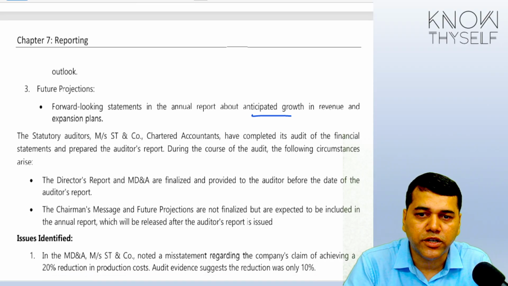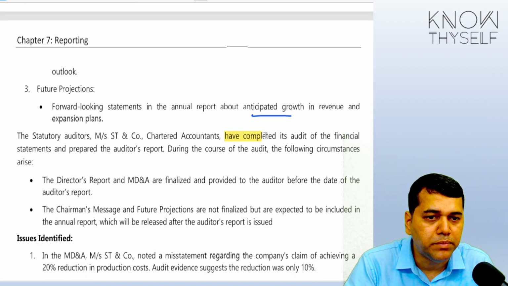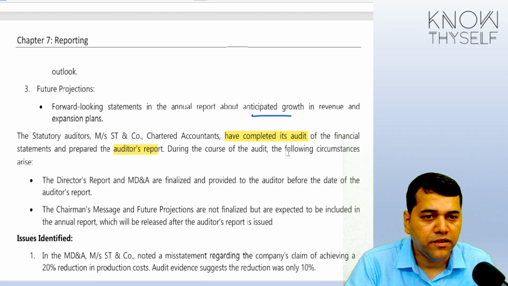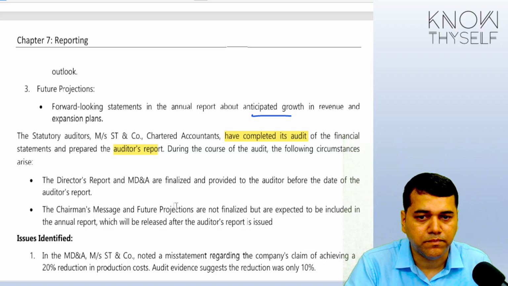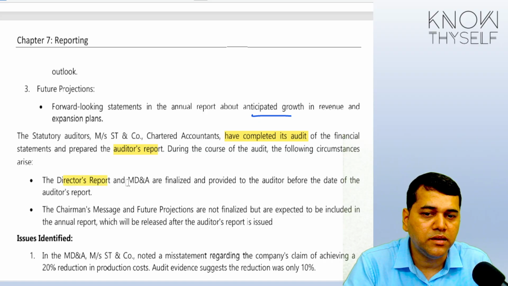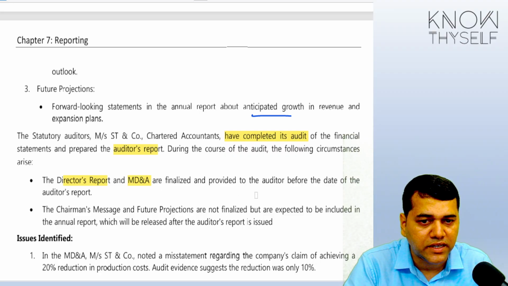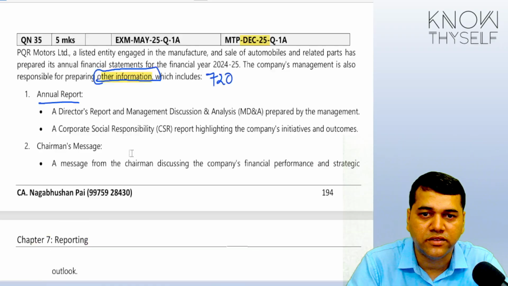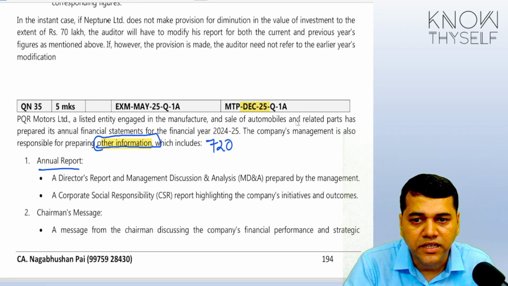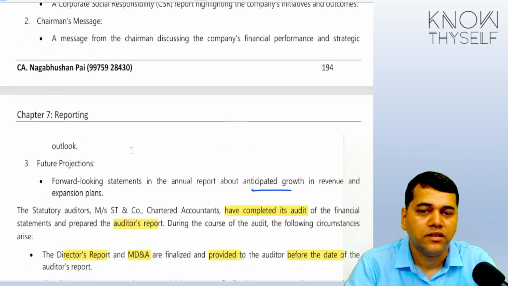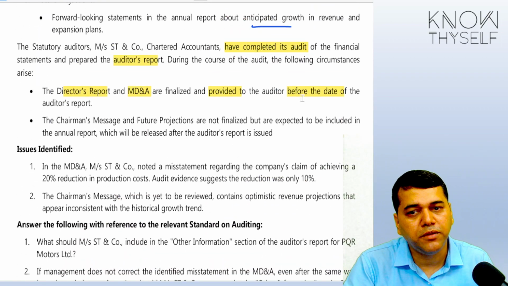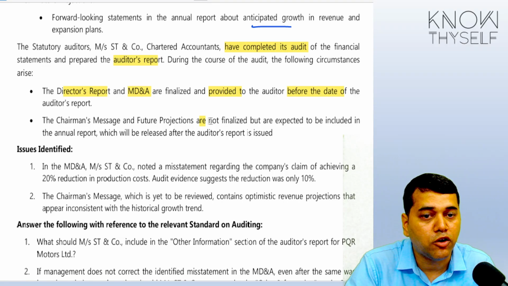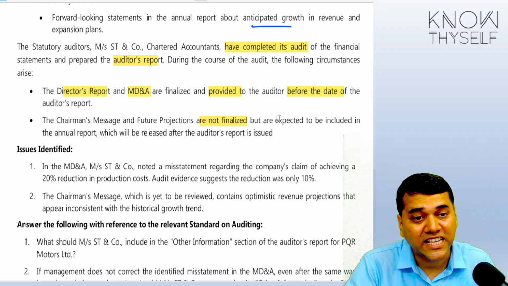Now, the statutory auditors, ST and Co, have completed the audit and prepared the auditor's report. The following circumstances came up. The director's report and management discussion and analysis reports are finalized and provided to the auditor before the date of the auditor's report. So, in this case, is it a listed entity? Yes, it's a listed entity. So, something has been provided before the date of the auditor's report. The chairman's message and future projections are not yet finalized, but are expected to be included.